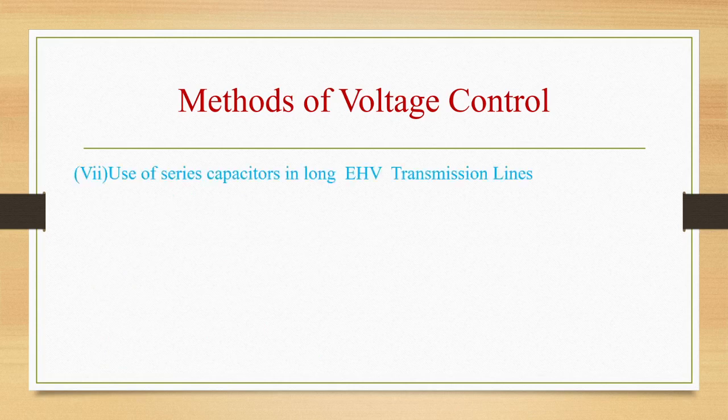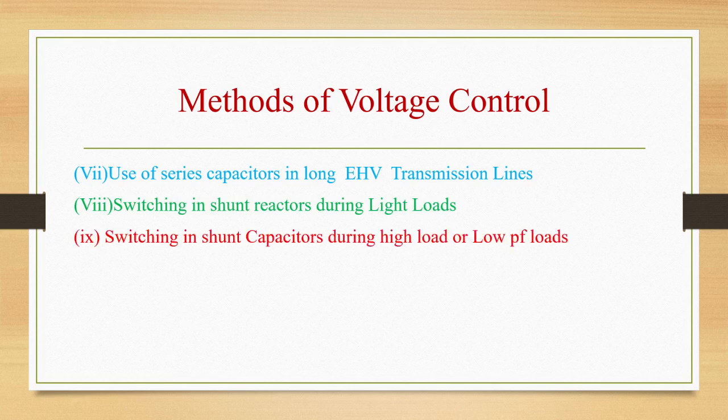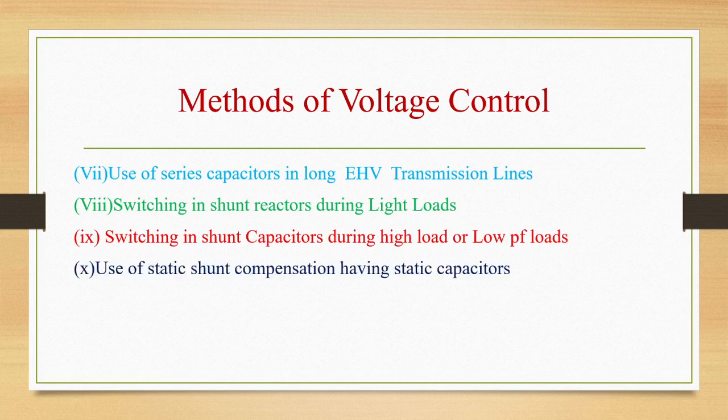Next is use of series capacitors in long EHV transmission lines. Next is switching in shunt reactors during light loads. Switching in shunt capacitors during high load or low power factor loads. Use of static shunt compensation having static capacitors. So all these are the methods of voltage control which we are going to see in the fourth unit. Each method we are going to see in detail.